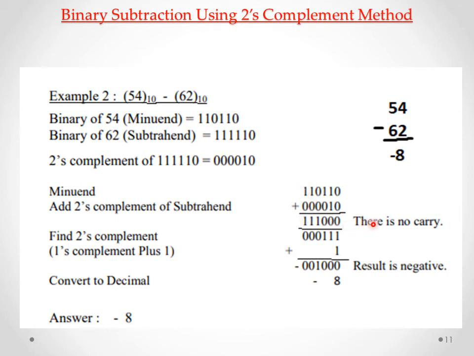Now here there is no carry. If no carry is present, we need to take the 2's complement of the answer with negative sign. So first I am going to take the 1's complement. So just inverting the bits, 1 changes to 0 and 0 changes to 1. So 0, 0, 0 and 0 is changed to 1, 1, 1. Now I am adding plus 1 to get the 2's complement value. So I am adding to the LSB position.